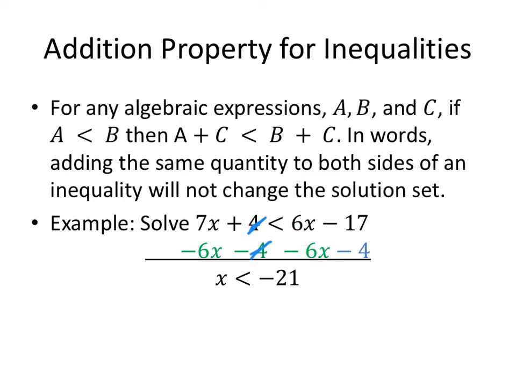In the same step, I'm going to subtract 6x from both sides, because if I subtract 6x on the right, they will cancel out, whereas the 6x subtracted from 7x gives us a single x. So 7x minus 6x is x, my terms canceled. It's strictly less than, so I need to pay attention here. Minus 17 minus 4 gives me a negative 21.